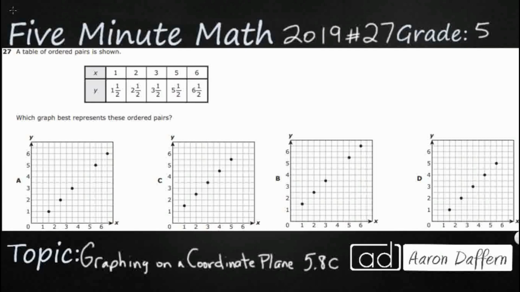Today we are looking at the 5th grade concept of graphing on a coordinate plane. This is standard 5.8C in the great state of Texas, and we are using item number 27 off the 2019 released STAAR test. If you have not done so already, please go ahead and take a moment to pause the video, work this problem out on your own, unpause it, and then we will look at our answers together.